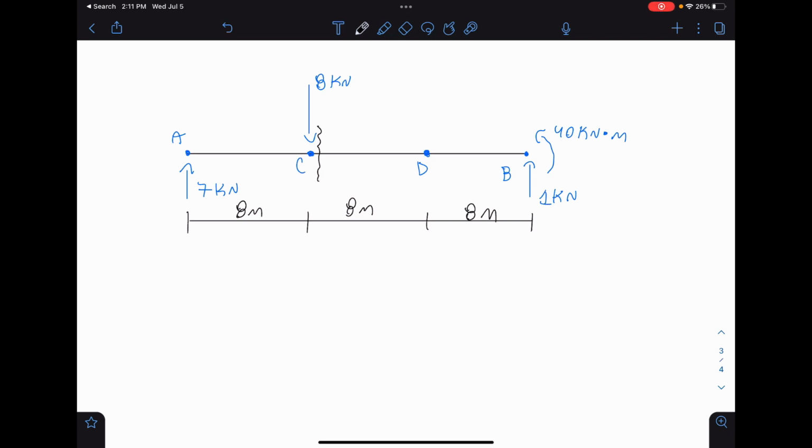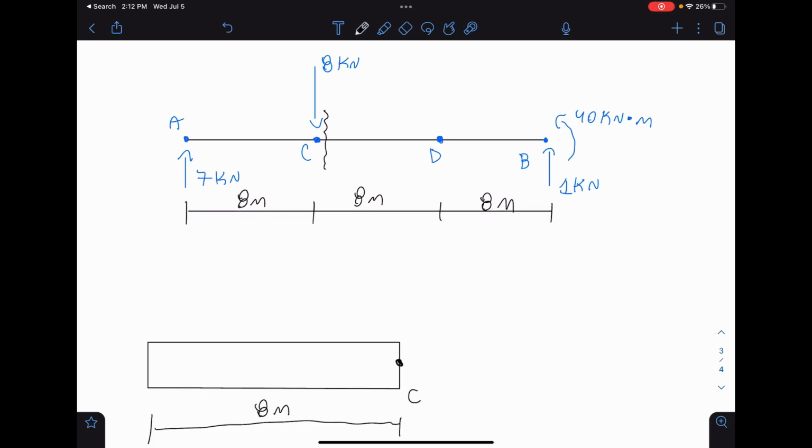Very close to C, but just a little bit past it. So we actually include our 8 kilonewton force at C. Right at the end here at A, we have our 7 kilonewton point force. And then we also have a downwards point force at C of 8 kilonewtons. And now let's draw our internal loadings.